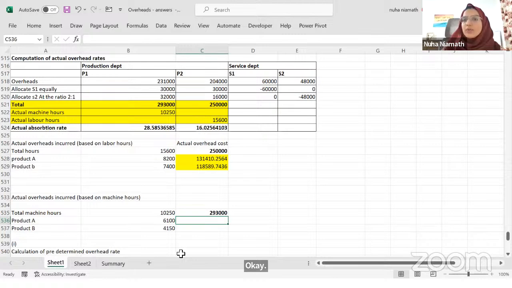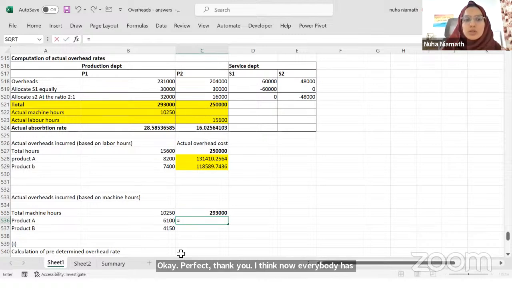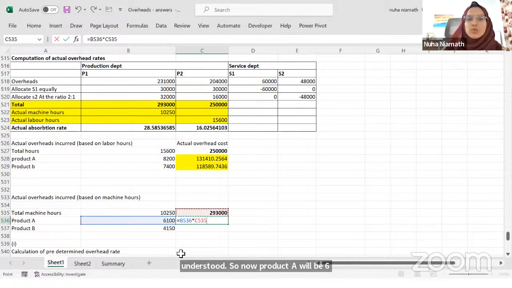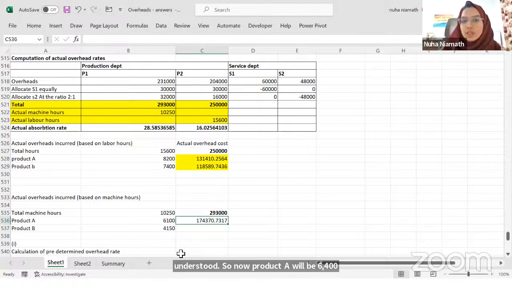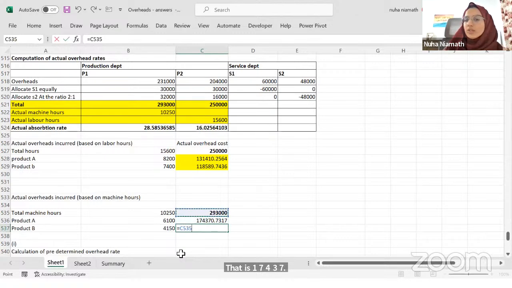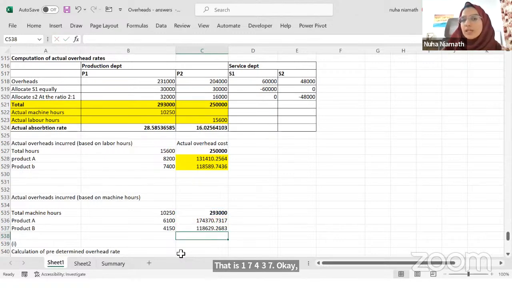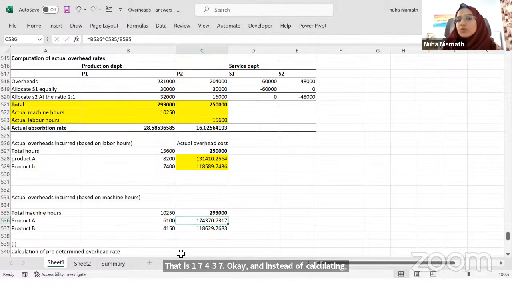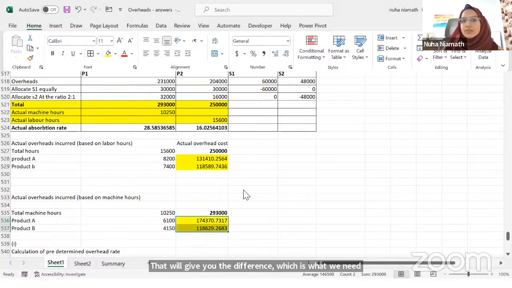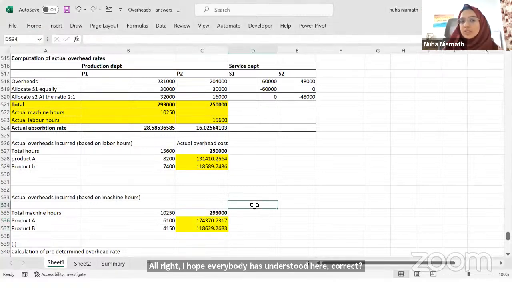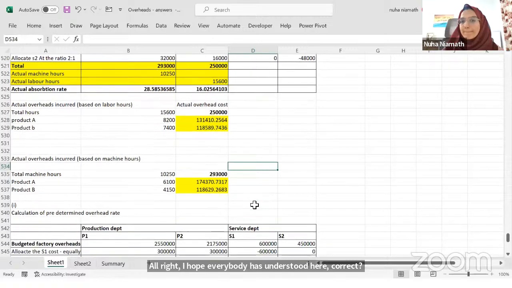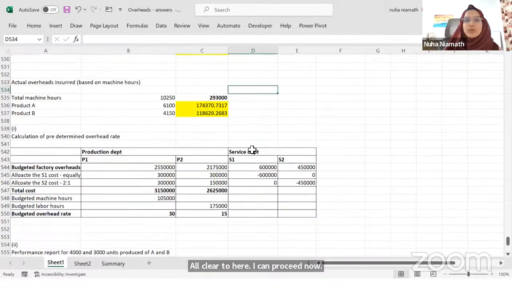Perfect. Thank you. I think now everybody has understood. So now product A will be 6,400 into 2,93,000 divided by 10,250. That is 174,370. And instead of calculating again, you can just do 2,93,000 minus 1,74,370. That will give you the difference, which is what we need. So I hope everybody has understood here, correct? All clear till here. I can proceed now. No confusions, right? Okay.